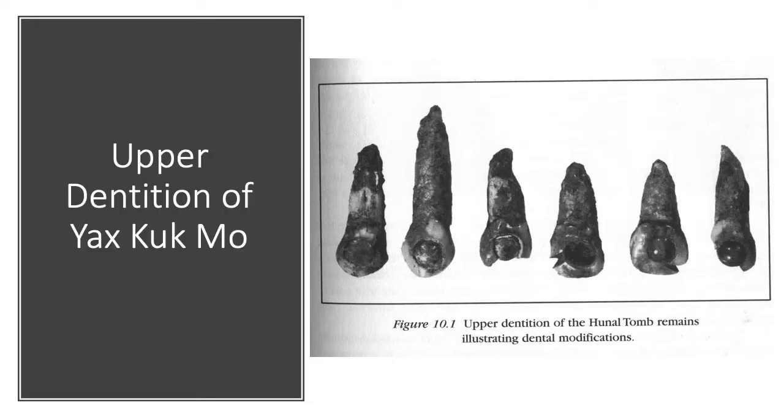This is the upper dentition of Yashkukmo. You can see the teeth, the 4 top incisors and adjacent canines have been drilled and inlaid with jade. And then some of these teeth have also been carved and notched. This is all without modern anesthetic.